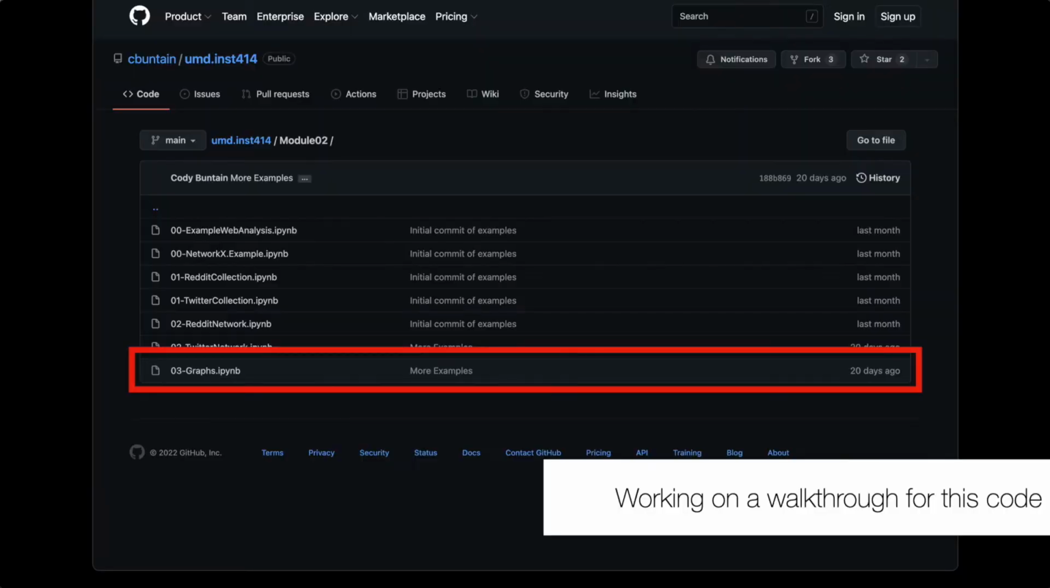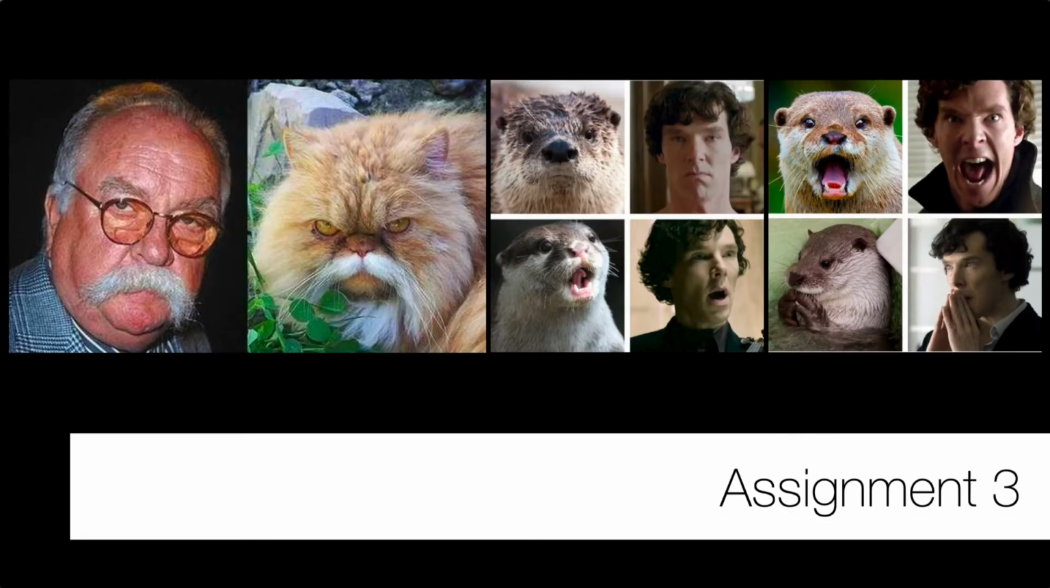For the Module 2 assignment, we're working on a walkthrough for the graphs code here, where you are given the IMDb movies dataset, and you want to extract or build a graph from that dataset where nodes represent movies and edges represent movies that share an actor or have an actor in common. So we're working on the walkthrough for that code now. I'll post it and post an announcement as soon as it's up and available.